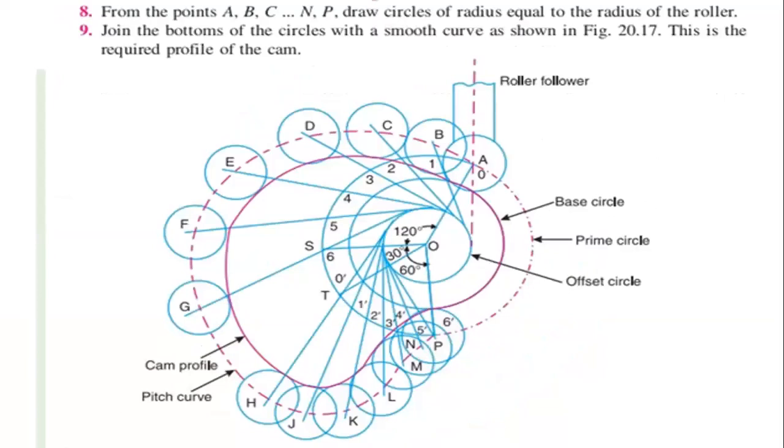So next we have to draw the offset profile. Offset is the distance from the center of the camshaft. So this is the center of the camshaft. From here, we have to draw this length. That is, they have given the offset as 15 mm. So that is the distance from the camshaft axis, 15 mm.